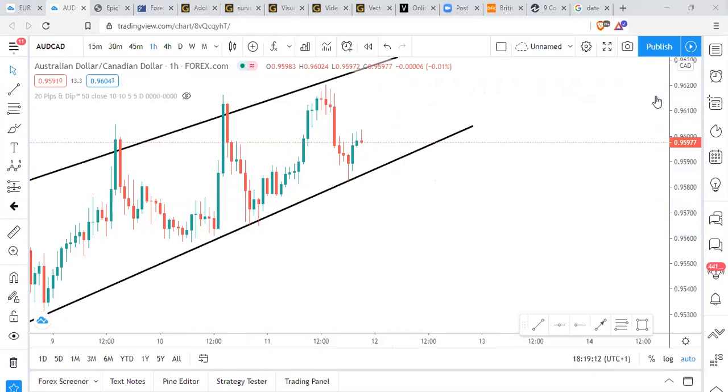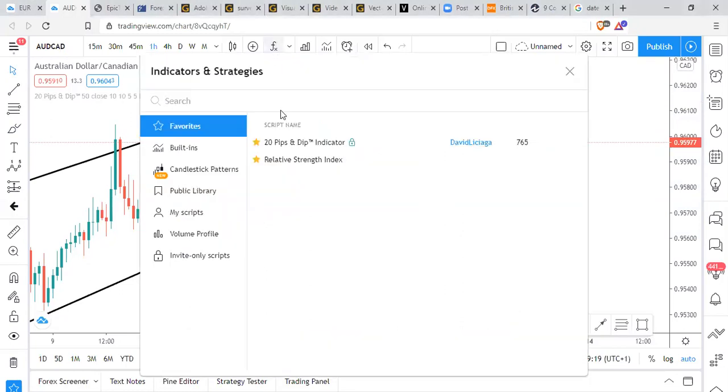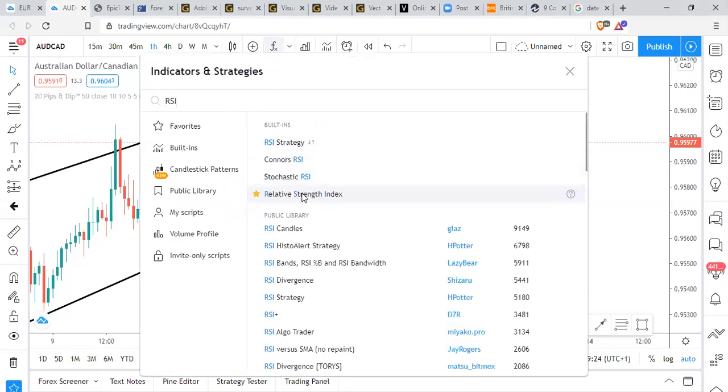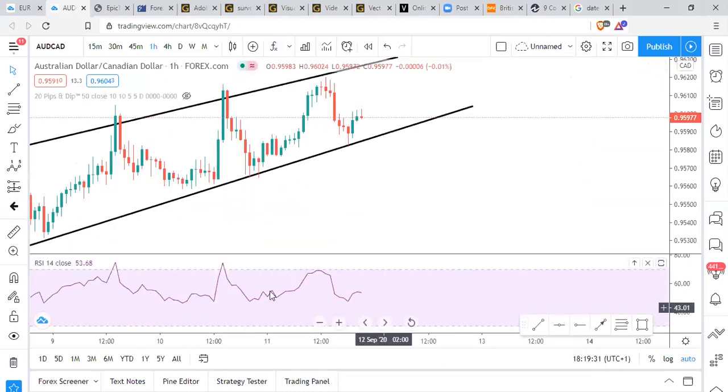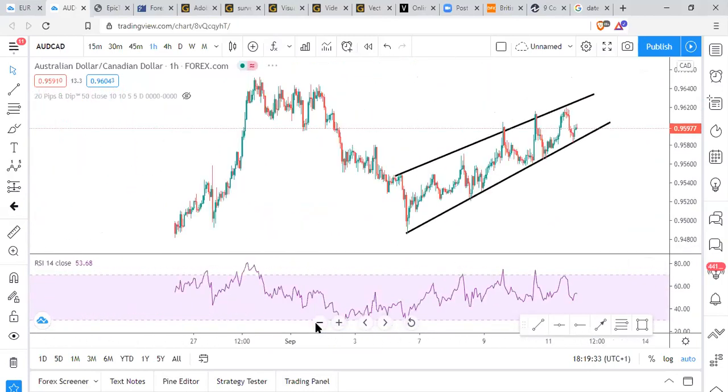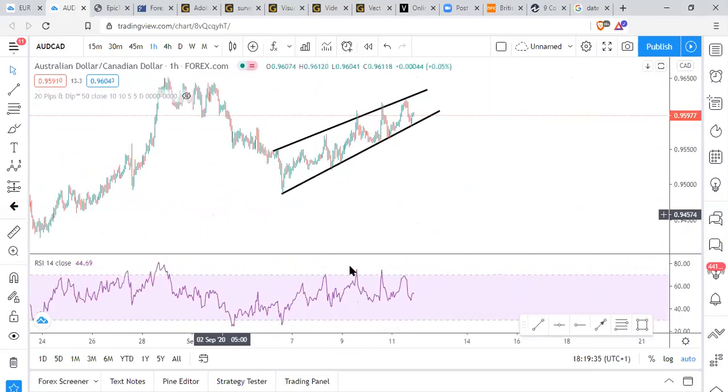Someone asked, please, what is RSI? RSI is an indicator, alright? Just go here and search for RSI. Relative Strength Index. See it here at the bottom. You use it to confirm your entries. Okay, so I'll delete it. Let me delete it right now.